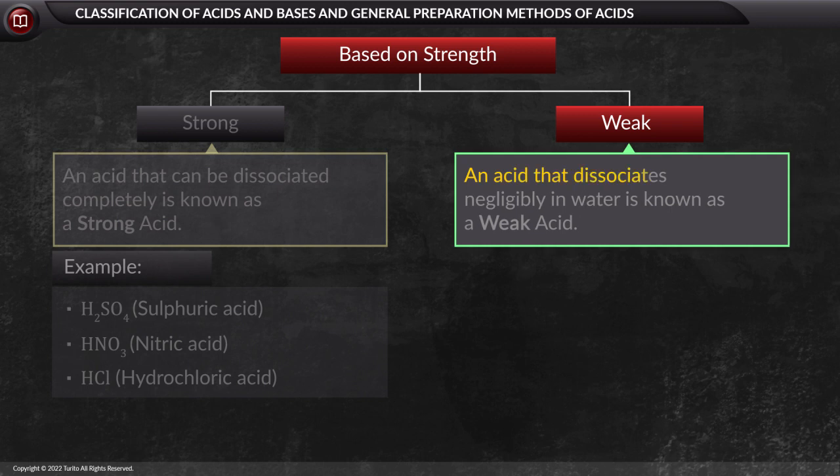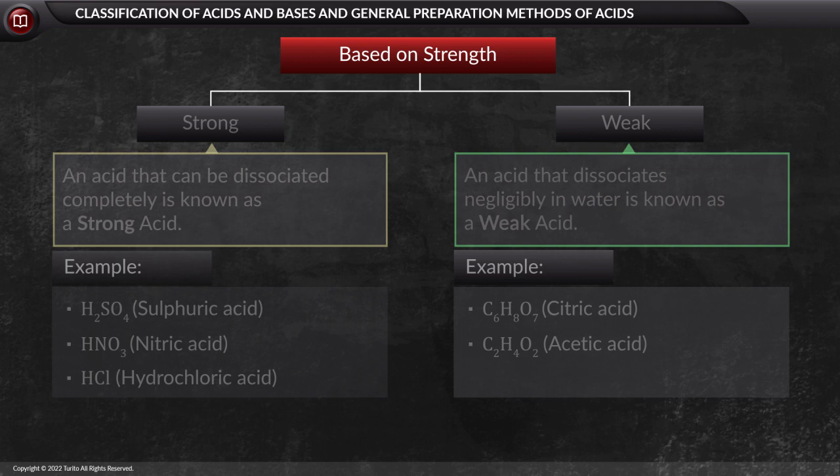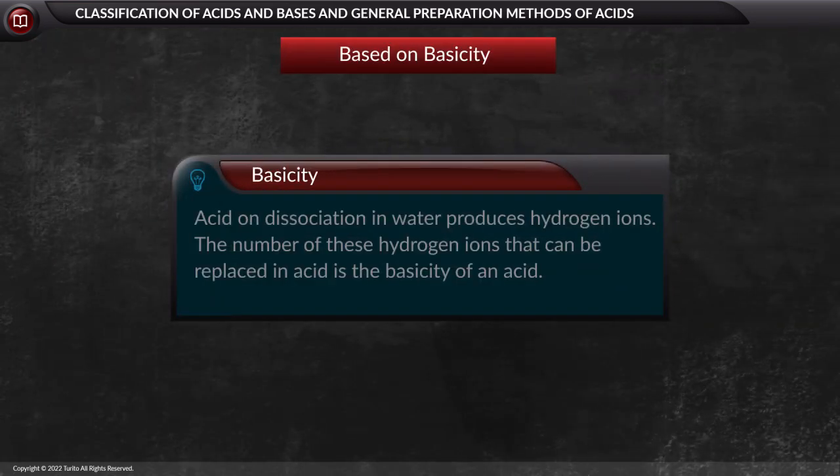While an acid that dissociates negligibly in water is known as a weak acid. For example, those that we usually consume on a daily basis, that is, citric acid, acetic acid, etc. Next one is based on the basicity. Acid on dissociation in water produces hydrogen ions. The number of these hydrogen ions that can be replaced in acid is the basicity of an acid.